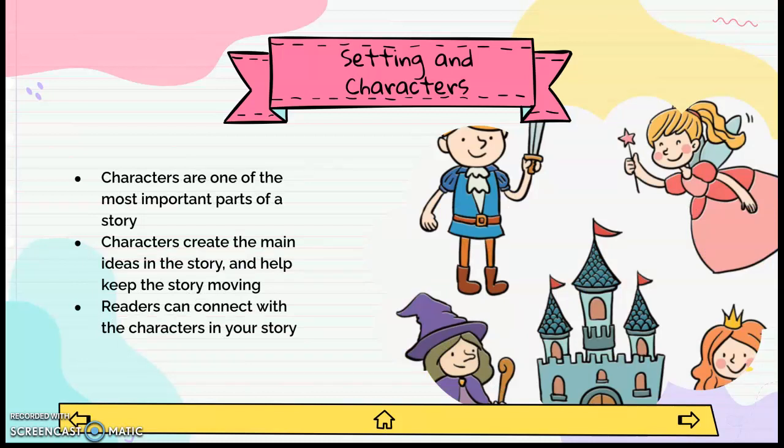Next, we will move on to characters. Characters are one of the most important parts of any story. Characters create the main ideas in a story and help keep the story moving. Readers are also able to connect with the characters in the story, which makes them more interested in the overall story and being able to connect with the characters on a deeper level.